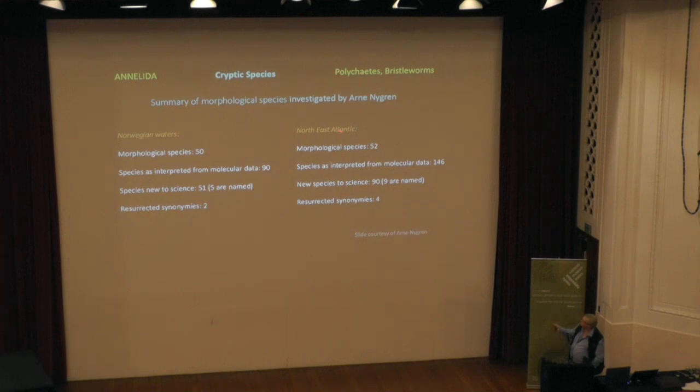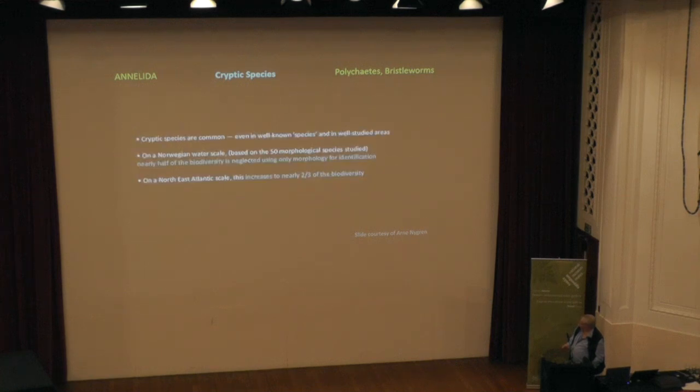So similarly, on a wider scale, morphological species looked at 52, species interpreted from molecular data, 146. So you can see that there's a big problem here. So cryptic species are common, at least certainly in the ones he's looked at. On the regional scale, 50 morphological species studied, nearly half of the biodiversity is neglected using traditional morphology. And in the Northeast Atlantic, it increases to 2/3. So we're actually missing 2/3 of the biodiversity because we can't recognize the species.